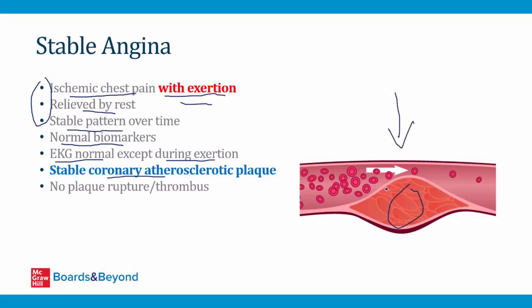There's a lipid-laden plaque with an intact cap, no rupture in that cap, and no thrombus formation. And this last point is important because this distinguishes stable angina from the so-called acute coronary syndromes, which are unstable angina, NSTEMI, and STEMI. In all of those situations, you have plaque rupture and thrombus formation.